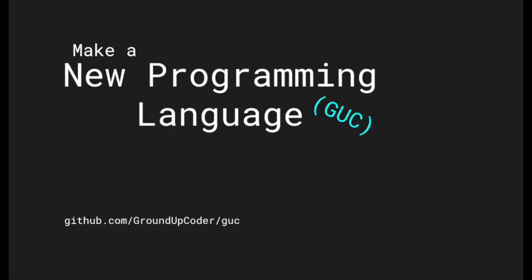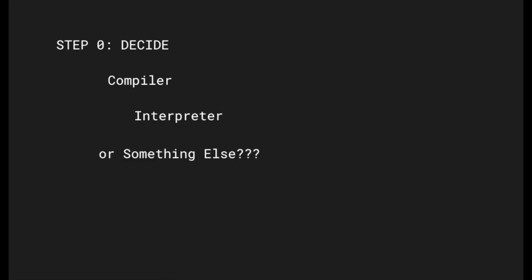Hello, Internet. Today I wanted to share with you a way you could make a new programming language that is kind of fun to use in five-ish, easy-ish steps. So the first thing you got to do when you create a language, you got to decide, do you want a compiler, do you want an interpreter, or do you want something else? So I decided I wanted something else.